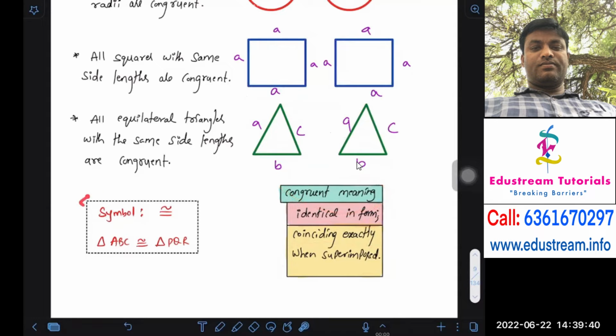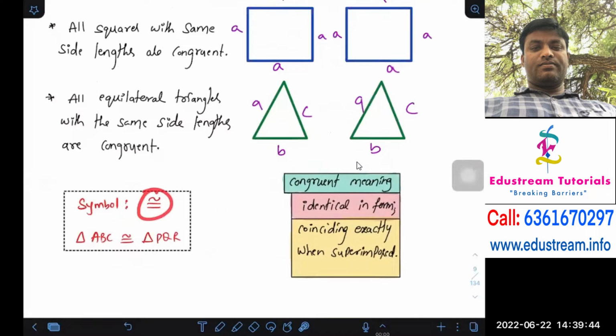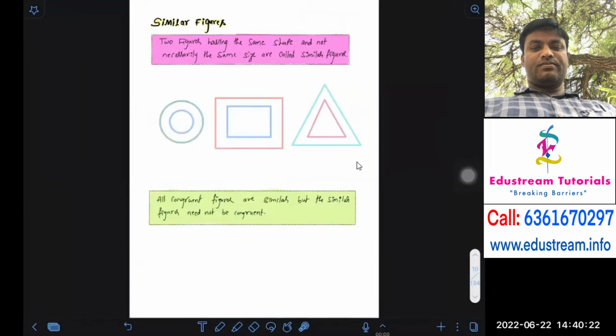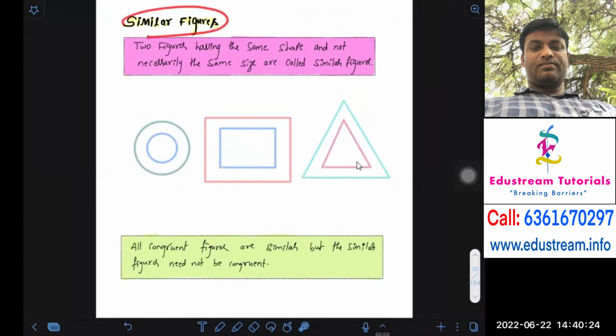Understood? Now, what's the symbol of congruency? You will use this symbol to show two figures are congruent. Example, triangle ABC is congruent to triangle PQR. So that's the symbol used for congruency. Next, let's understand similar figures. There's one more concept that we have to study called similar figures.